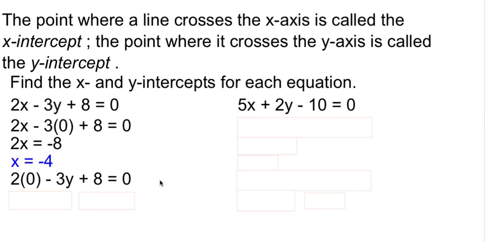When x equals 0, to find the y-intercept, I've got negative 3y plus 8 equals 0. Again, subtract the 8 over. Negative 3y equals negative 8. And dividing that gives me 8/3, or you could say 2 2/3. That's the y-intercept.